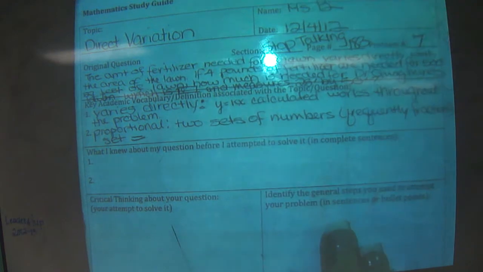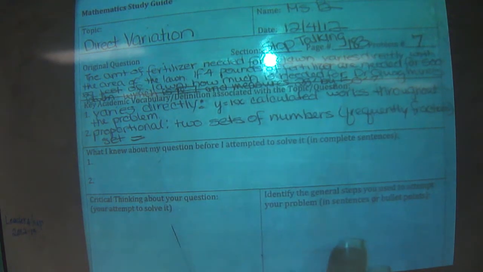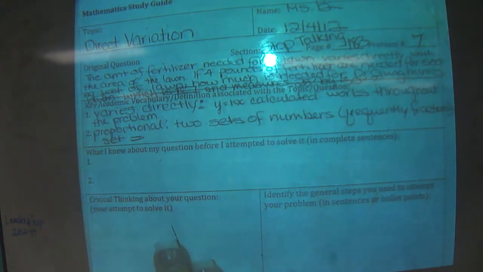Okay? So now we're going to look at the critical thinking and identifying the general steps. This is a T chart. The critical thinking is the math. The general steps is the English. So we're going to look at this. If the amount of fertilizer needed for a lawn varies directly with the area of the lawn, 4 pounds of fertilizer are needed for 500 square feet of lawn.